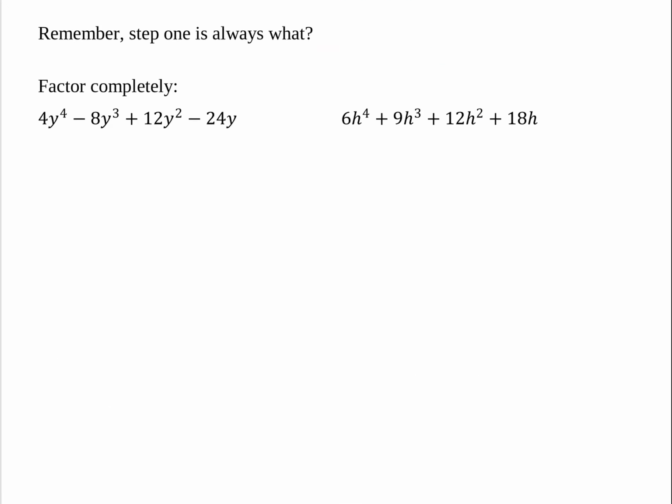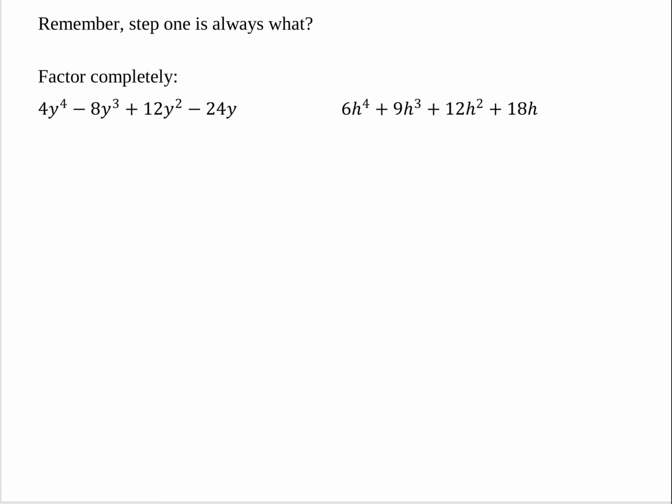So, remember, step 1 is always what? Find GCF. Look for a GCF. Okay. So is there a GCF on this first one? Yes. What is it? 4. 2 is a factor, but it's not the greatest common factor. 4 is the biggest number that goes into 4, 8, 12, and 24. What about y? Is there something I can pull out there? Just y. There's a y in every term, which means I can pull out a y, okay? What's left over?